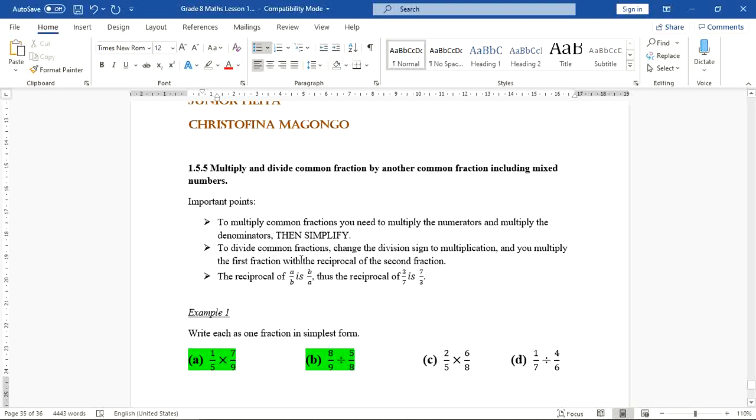To divide common fractions, change the division sign to multiplication. So this is very important. You change the division sign to multiplication and multiply the first fraction with the reciprocal of the second fraction. I hope this is not a new word for you, reciprocal. So the reciprocal of A over B, let me just make this one bigger so you can see it clearly.